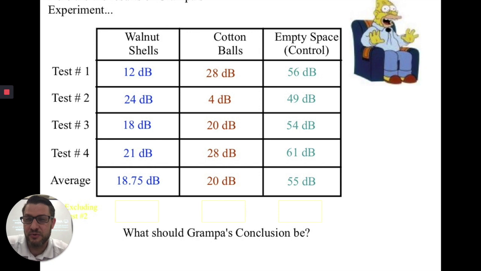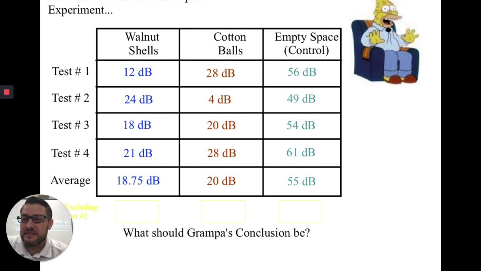So if you're standing in a room talking to somebody, your voice is probably going to be somewhere between 40 to 60 decibels. I'm talking to you right now, depending on how you have the volume set on your iPad, probably at around 50 decibels. Looking at these results, you might say that walnut shells are the better soundproofer because the measurement of walnut shells was lower than the measurement of cotton balls.